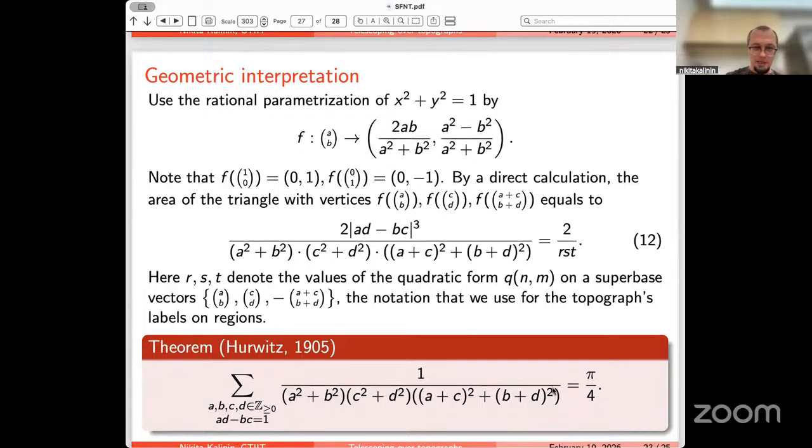So this formula boils down just to the following. I cut the half disk into triangles, using this parameterization and this Farey subdivision of the interval 0, 1. And then I just compute the areas of these triangles, and the area of the half disk is pi over 2. But also I have 2 here. So finally it's pi over 4. And that's the geometric meaning of these things.